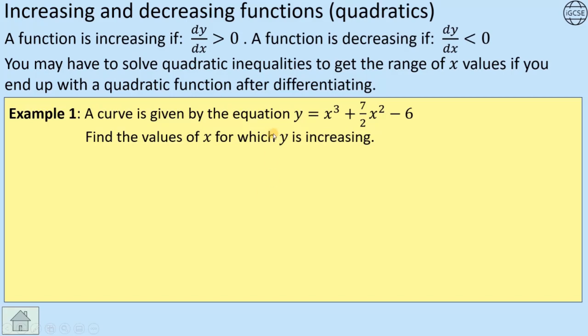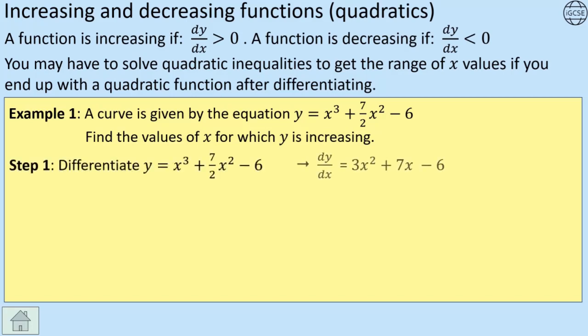So if you've got an equation which is a cubic, it often kind of goes in this kind of shape. All right, so it kind of goes up and down and up. So it increases at one point, stops, and then goes down, and then increases at another point. So there's going to be two areas of the curve where it's going to be increasing, and that's what we've got to determine. But the process is the same. We need to differentiate it, and then we need to solve the quadratic inequality. So let's differentiate it first of all.